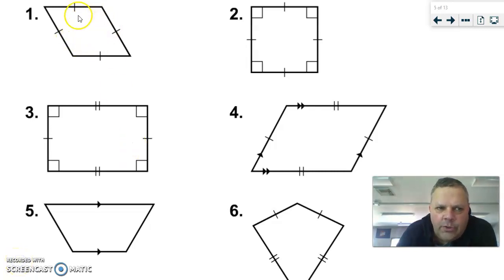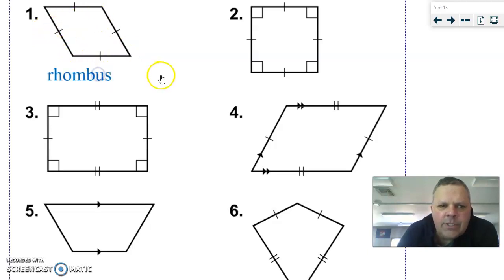Hopefully in this first one you saw all the sides are the same, but there are no right angles. This makes this a rhombus. All the sides are the same. All the angles are right angles. That makes that a square.